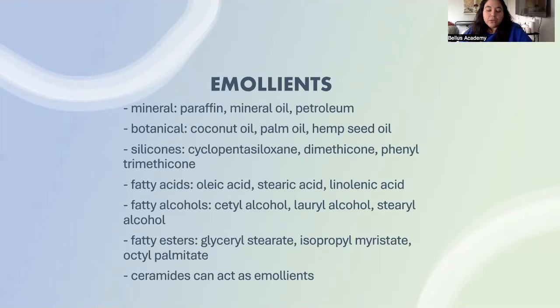Then there are botanical oils from plants like coconut oil, palm oil, hemp seed oil. I'm not saying those are good oils. We have covered oils extensively, but those are just examples.